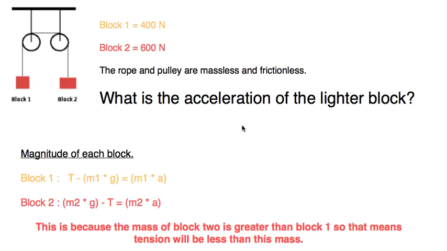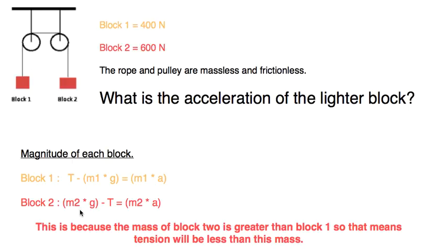So the first thing I want to do is find the magnitude of each block using Newton's second law, stating that the force is equal to mass times acceleration. In this case, our main force is tension. So for block 1, I have that the tension, which is going up in the rope, minus mg, which is pointing down always, equals mass times acceleration.